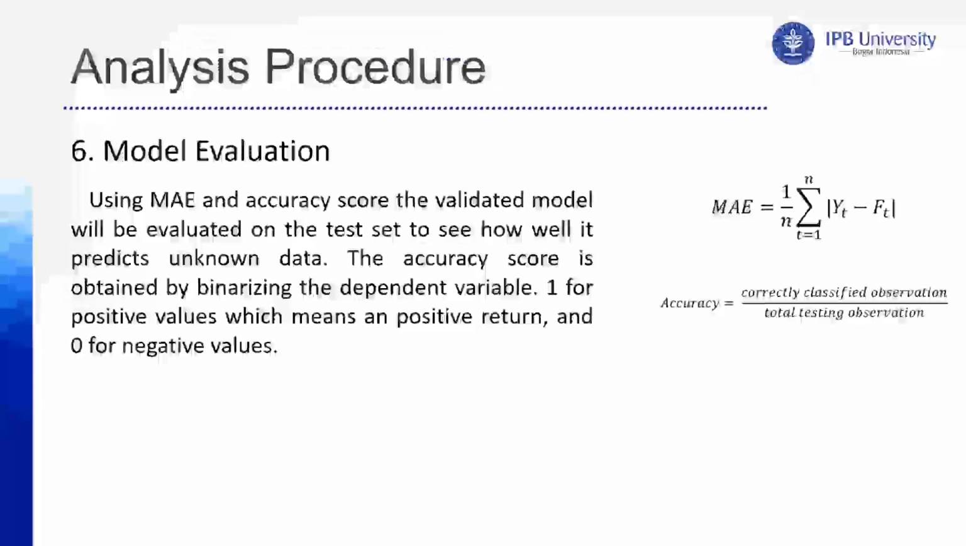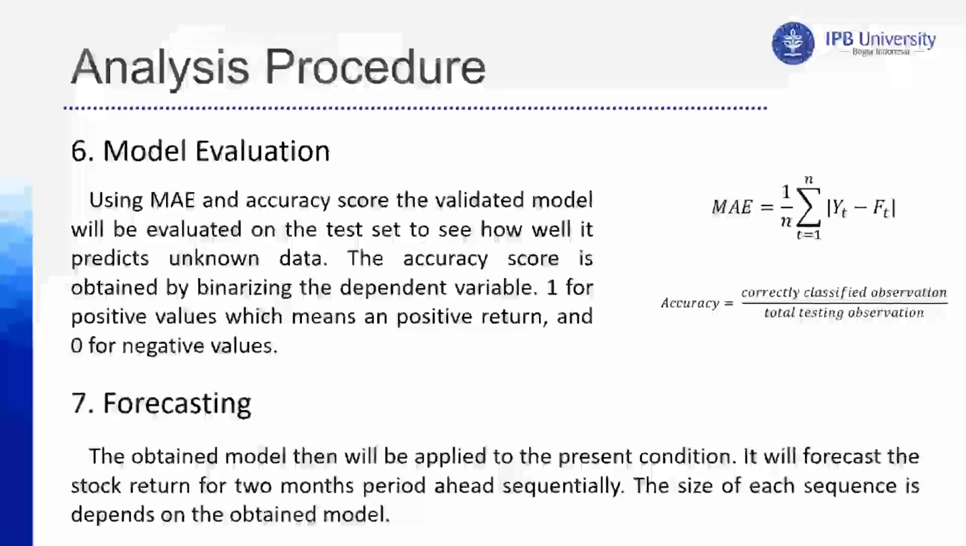The best model obtained from previous steps then will be applied to forecast the testing set. The purpose is to see how well the model predicts unseen data. The evaluation metrics are mean absolute error and accuracy. You can see the equations on the right-hand side. For accuracy, the data will be binarized into 0 and 1, 0 for negative or 0 return, and 1 for positive return. The final step is to forecast the stock return for a 2 months period ahead.